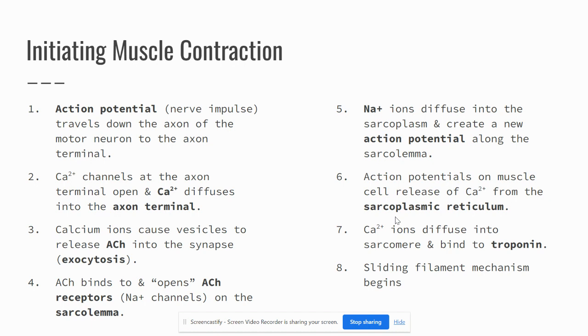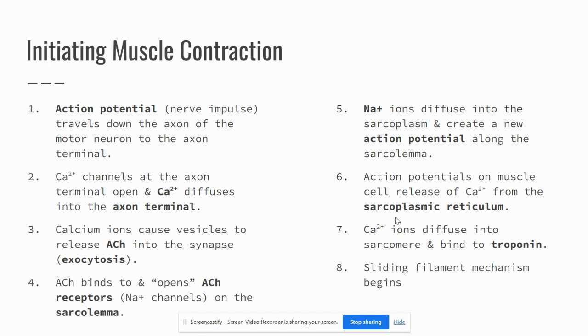As it releases that acetylcholine into the synapse, it is able to bind to chemically gated or ligand-gated sodium channels on the sarcolemma. As it binds to those channels, it opens them up. So now we have sodium channels that are open. And those sodium ions will then diffuse into that sarcoplasm and basically flip that membrane potential and create a new action potential along that sarcolemma.